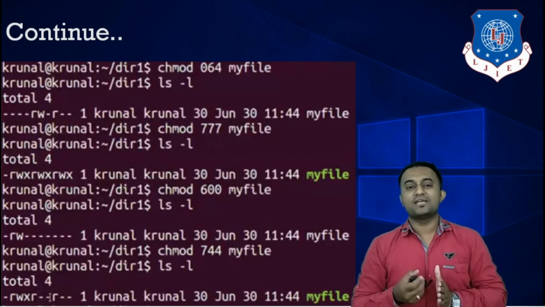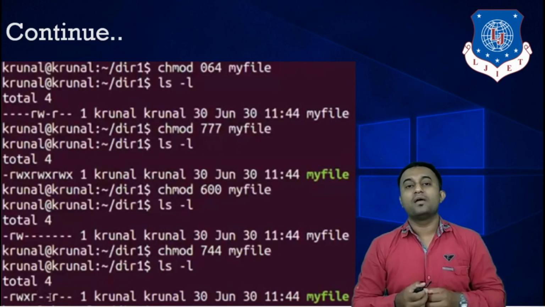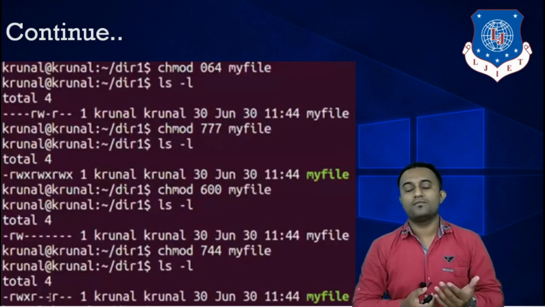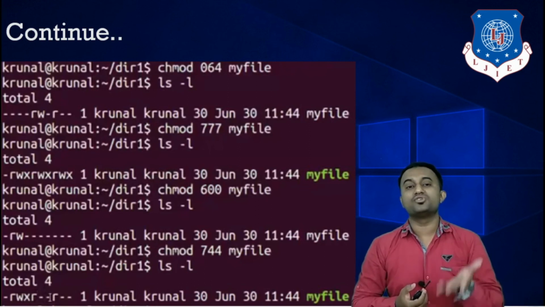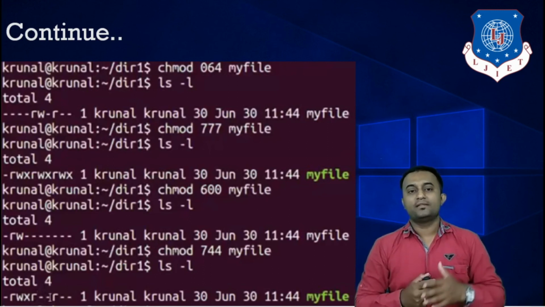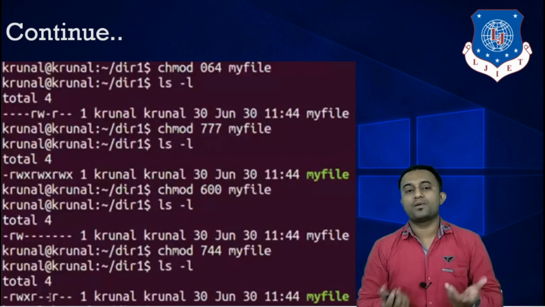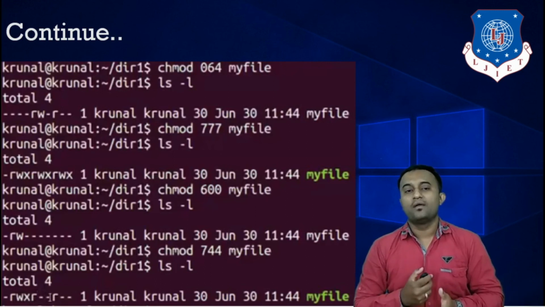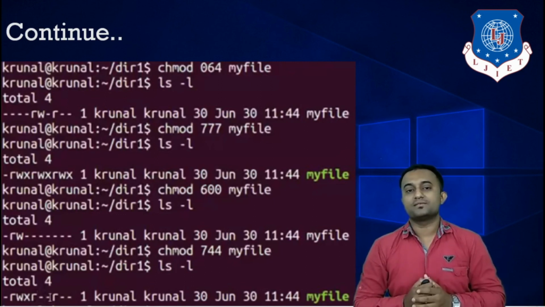Same way, as I told you, the 777 option means everybody can access that file with full access. Same way 600: the group of users and others cannot do anything, but 6, which is 110, means the user can read and write this file. Then the 744 option. 7 means all permissions, so the user can read, write, execute that file. The group of users can do only one thing: they can read it. No other operation is allowed in this case, and other users can also read that file only.